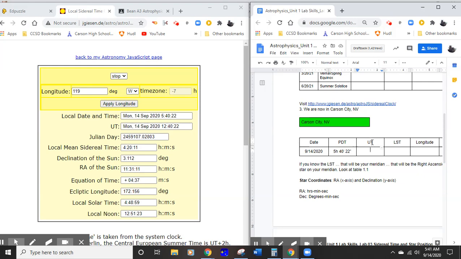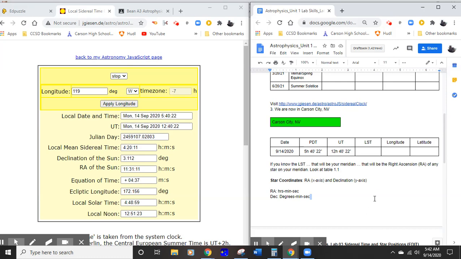Universal Time, which is England time. Remember, this is in England. It is 12:40:22. So we're going to write 12 hours, 40 minutes and 22 seconds. Okay, that's the universal time. And we'll go back over here and take a look at this for a minute.